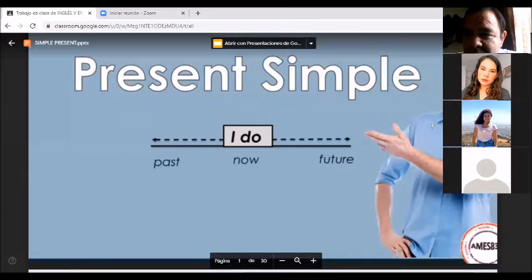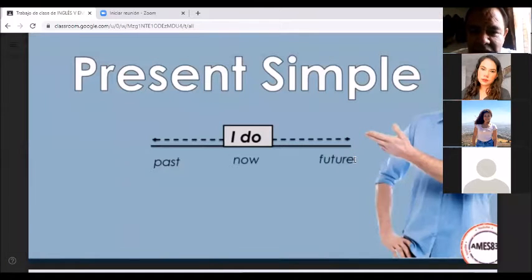We are going to check the first grammar topic for unit 1. It's a tense that you know, the simple present. We are going to make a review. I'm going to share my screen with you. Let's start with our review of the simple present. As you know, the simple present is very common in English. We are going to check the grammar structure for this tense and some of its uses.